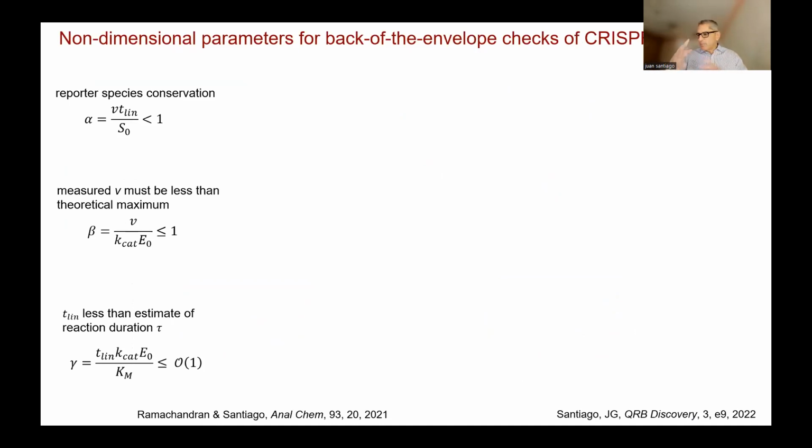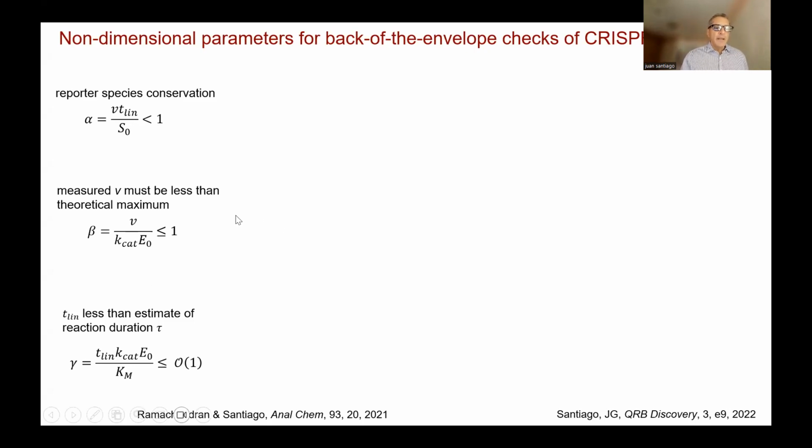So in order to try to explain this and rationalize this, we defined 3 non-dimensional parameters. We called them alpha, beta, and gamma. And these are parameters that can be used to check for the self-consistency of any CRISPR kinetics data. So the first one, alpha, is simply the velocity of the reaction times the time spent in the linear portion. So the numerator here is the amount of reporters that are cleaved during the initial portion of the reaction, divided by the total number of reporters that are in the closed system, right? So it should be less than 1. It's a statement of conservation of species. You can't create new reporters.